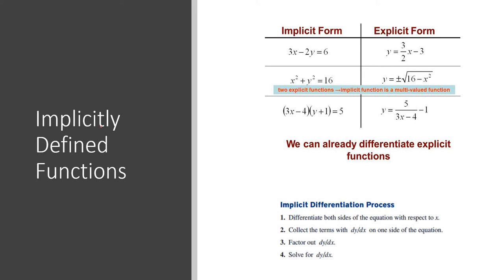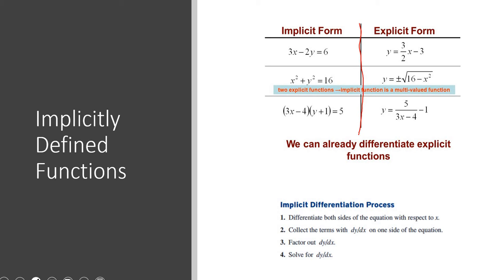Implicit or implied is something that's not immediately obvious, but that can be figured out logically. Explicit essentially means something that's very obviously stated. Here we have a table of 6 different functions. On the left-hand side, we have functions in their implicit form, and on the right-hand side, we have functions in their explicit form. Now notice something interesting.